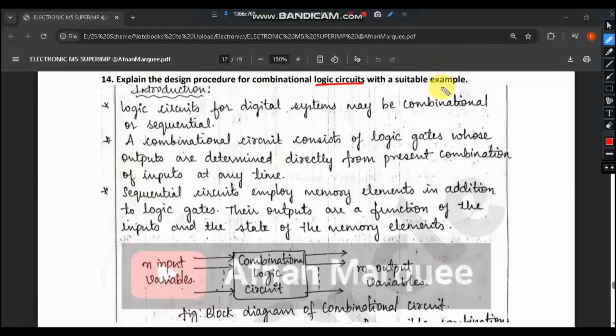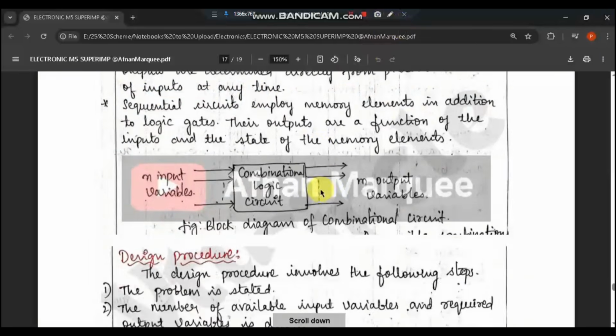Combinational circuits are the ones which have n input variables and m output variables. A combinational circuit consists of logic gates whose outputs are determined directly from the present combination of the inputs at any time. The combination is important here. Based on the combination, the output is figured out.